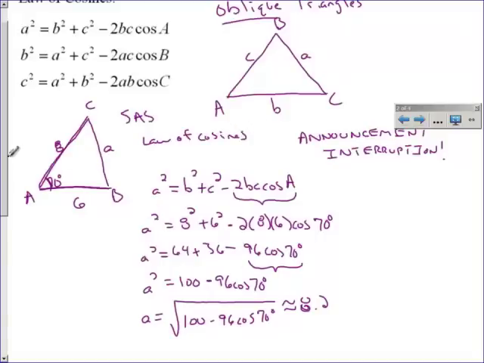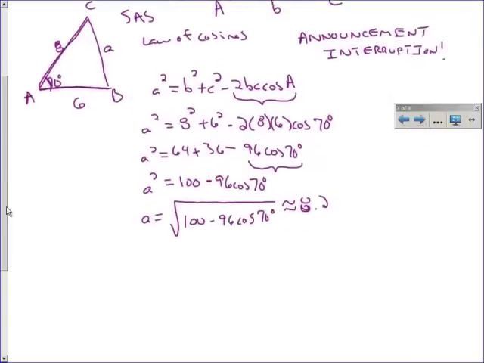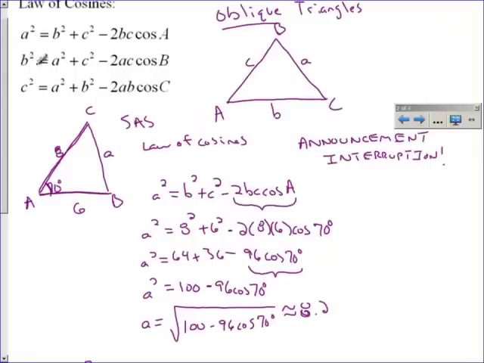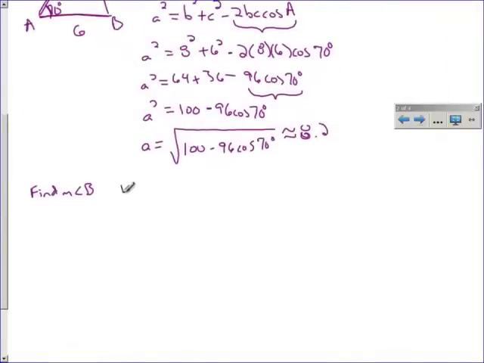All right, let's keep going with this one, and let's find the measure of angle B. So we can also use the law of cosines to find missing angles. Notice we don't know the angle for B. So we can find this by still using our formula, but I'm going to go back up to the formula, and I'm going to use the formula that's got the B in it. So that formula says that B squared equals A squared plus C squared minus 2AC times the cosine of angle B.